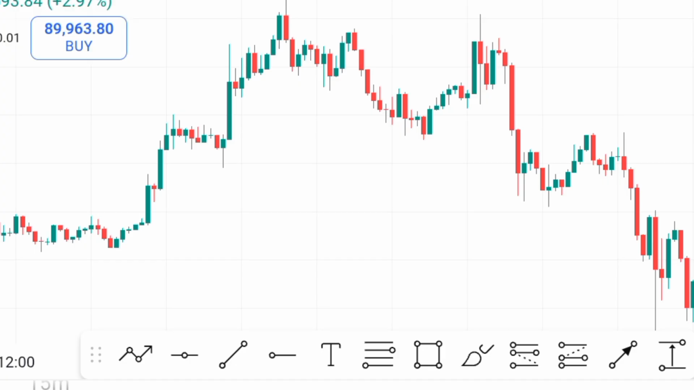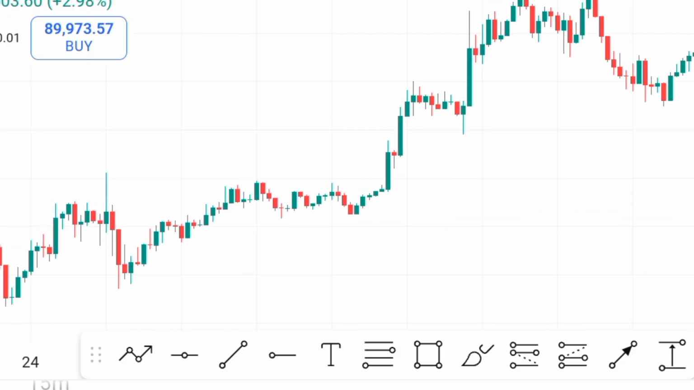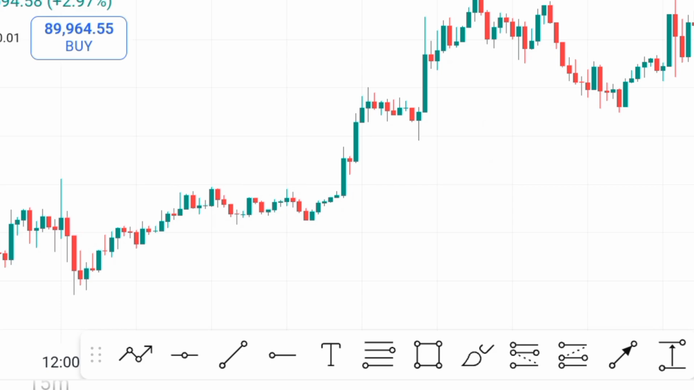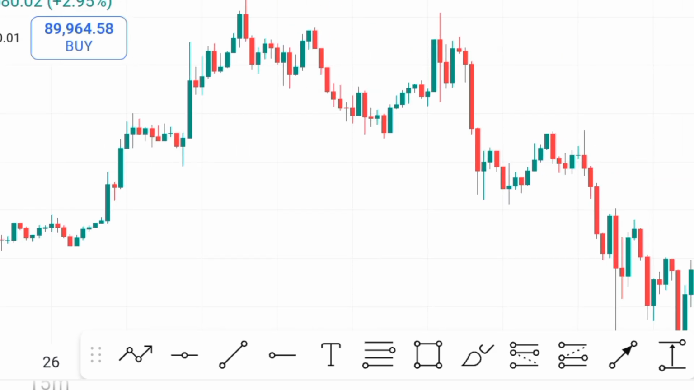Is it a bullish trend? Is it a bearish trend? Okay, so now here, it was a bullish trend right here, right? So now if it is a bullish trend, that means we have to look for buying opportunities. But now here, we wanted to look for selling opportunities. We want to see the market structure shift, right?